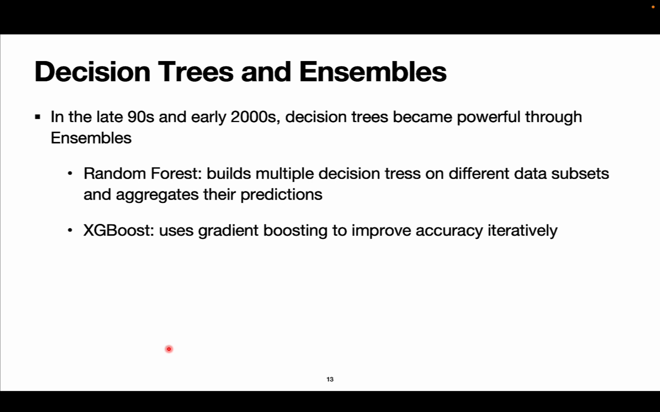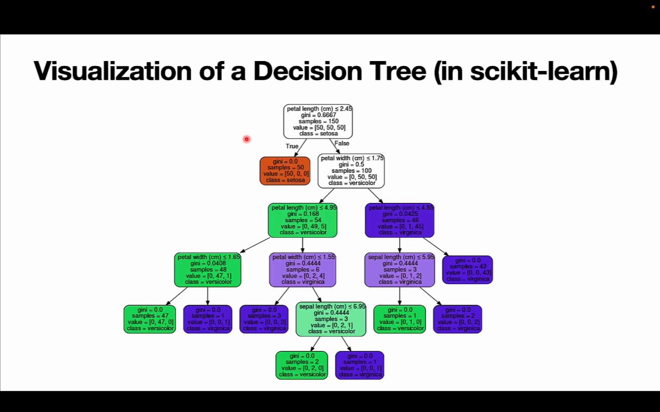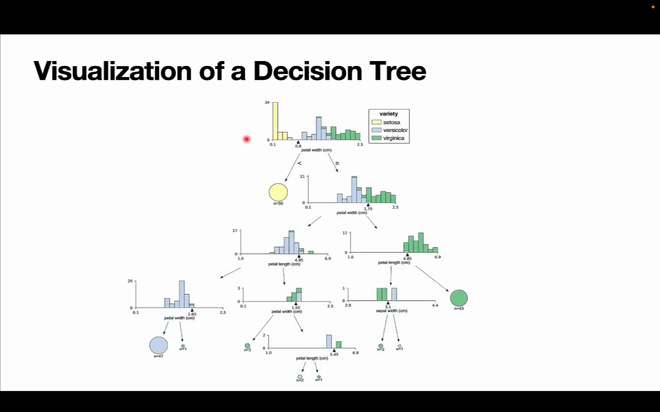Here's a tiny intro to ensembles. Instead of relying on a single tree, ensembles combine hundreds of trees, each giving a prediction. Then a final decision is made through voting or weighted averaging. Somewhere between the 90s and early 2000s, ensemble methods like Random Forest and XGBoost dominated the predictive modeling space. Finally, standard packages like Scikit-learn can visualize decision trees effectively.